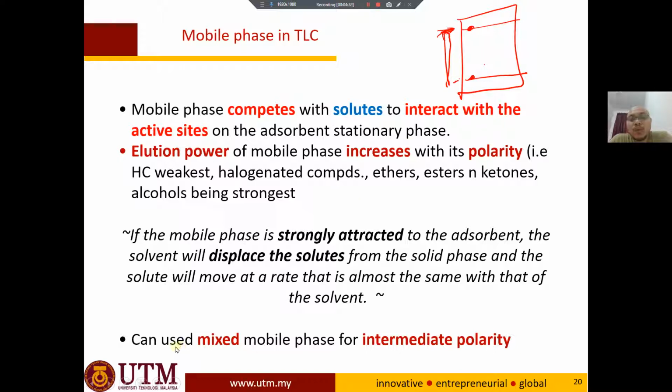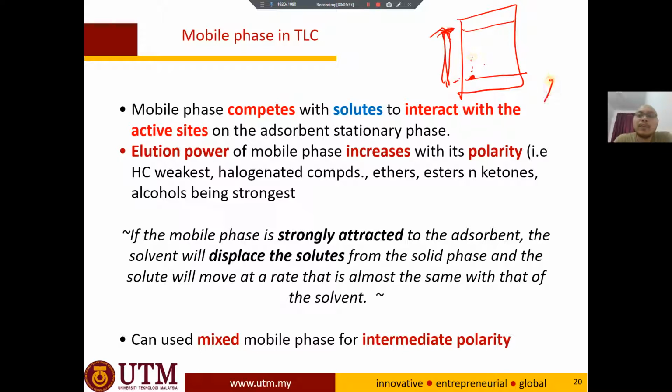Okay, so what can we use? Maybe we can use a mixed mobile phase to adjust the polarity. So maybe after 10 minutes, the eluent comes here. Maybe the compound is spread.